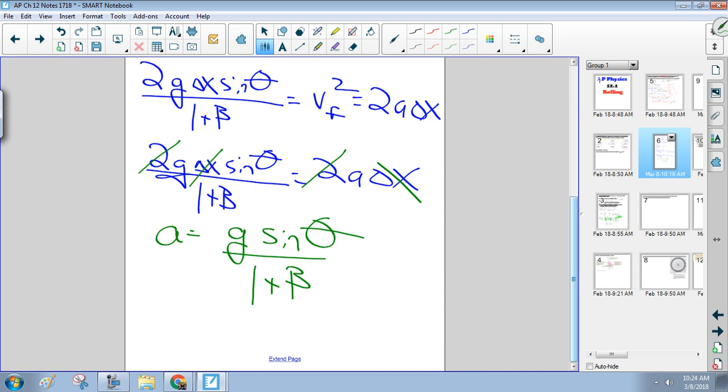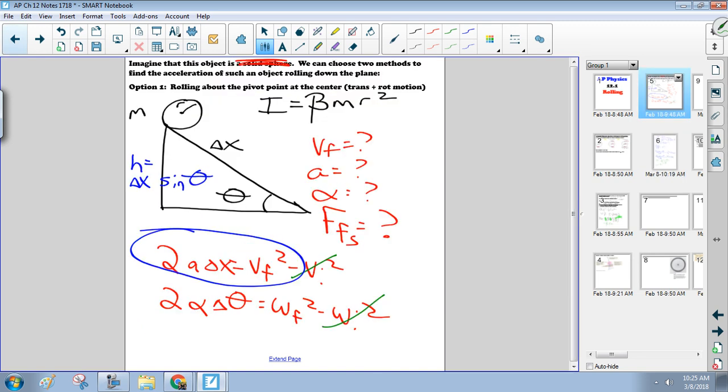All right. So now how do we find alpha? Oh wait. A equals alpha r, right? Not the other way around. A equals alpha r. So that means alpha is A over r. So it's the same as this, but just divided by r, right? Cool? Okay. So we found a bunch of stuff here. We found VF, we found A, we found alpha.